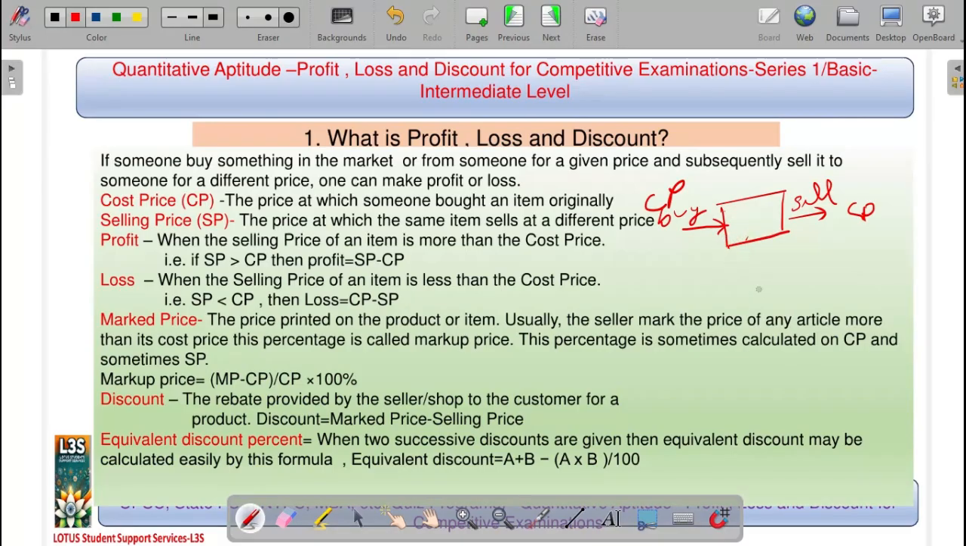On the other hand, when the selling price is less than the cost price, that means he will lose money. So that loss will be CP minus SP, cost price minus the selling price.